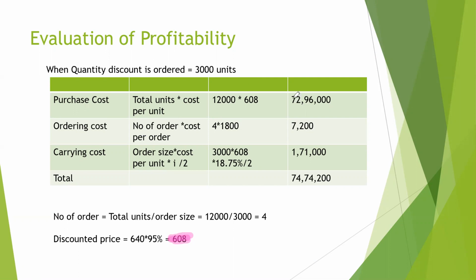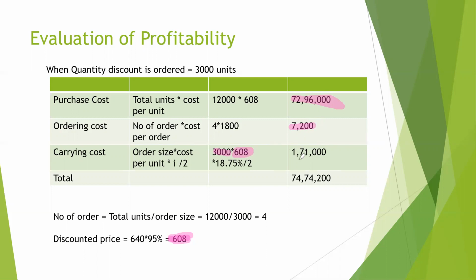So the purchase cost will become 72,96,000. The ordering cost will be calculated by number of orders, that is 4, multiplied by the cost per order 1,800, that is 7,200. If we see, we are incurring a very low ordering cost over here because the number of orders has reduced by 5 times, which is a substantial number. The next is the carrying cost, which is order size, that will be 3,000 over here, divided by 2, multiplied by the discounted price into the carrying cost percentage.